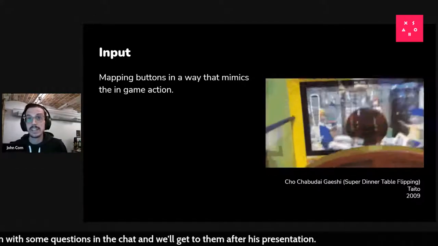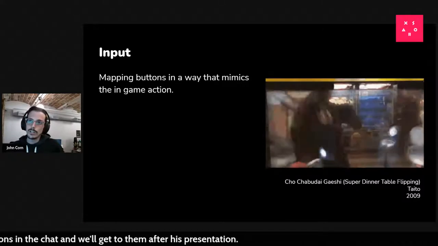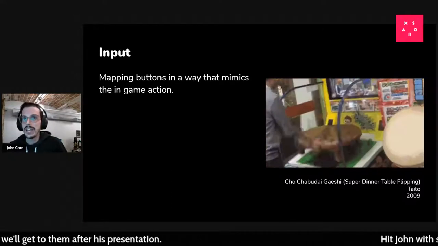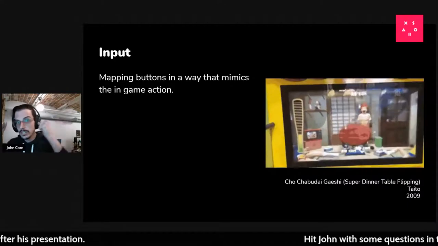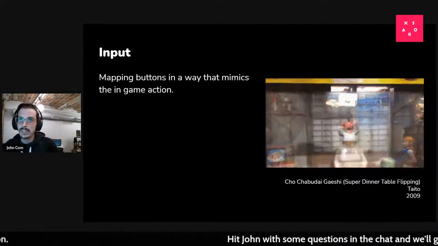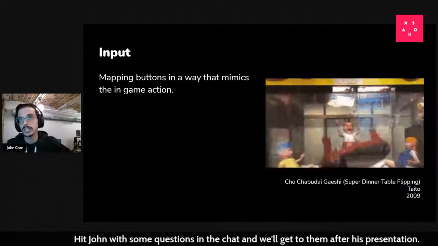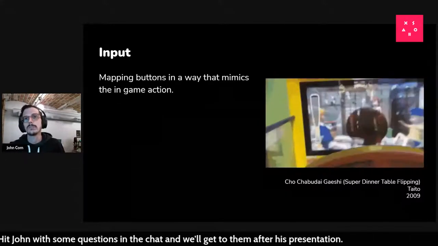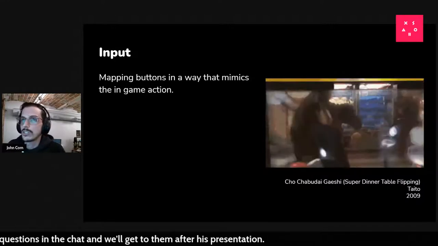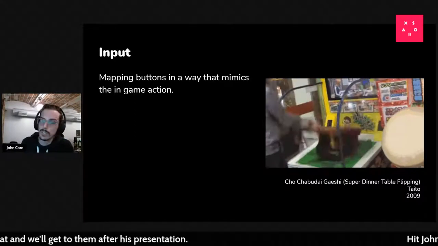And it's a fantastic game because in the game, you're at dinner very angry and you bang on the table, and you literally slam your fist down on the table and you just keep banging on the table till you get so angry you flip it. And it's a one-to-one, you feel like you're really in the game because you're doing all those same interactions.